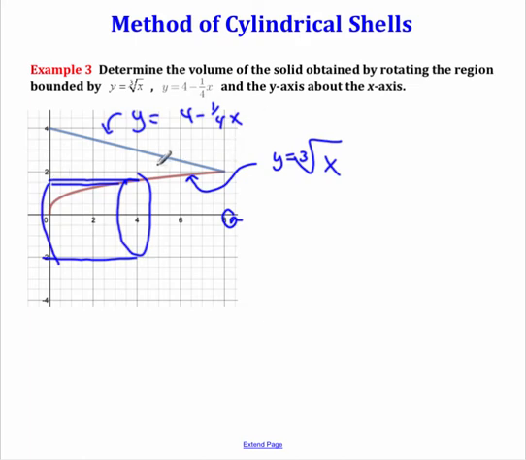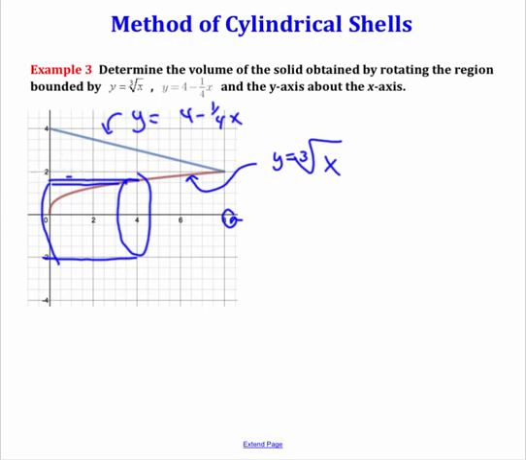Okay, so if you notice, the height of my shell would be defined by y equals cube root of x up to 2, y equals 2. But then once I go from 2 to 4, my height of the shell is going to change and is going to be defined by the 4 minus 1/4 x function. So I do have to set up two separate integrals. Okay, so how do we do that? Well, let's take a look.